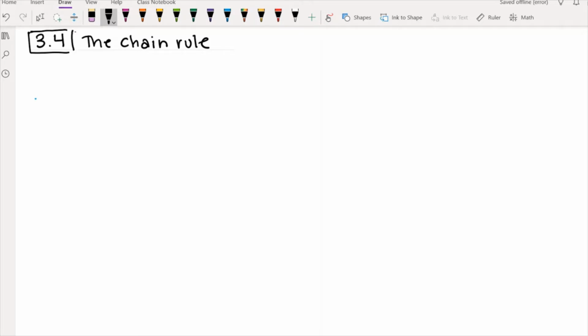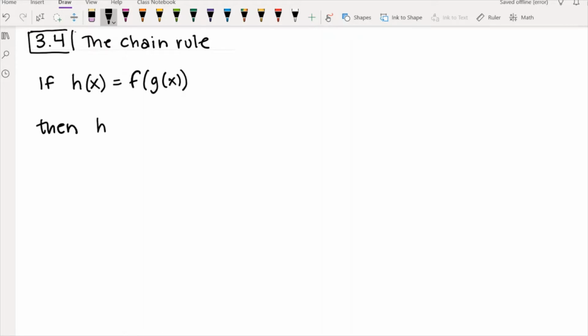So first, let me just write down again what the chain rule actually says so that we can refer to it as we do some examples. So the chain rule says that if you have a function h of x that can be written as a composition f of g of x, that means that we have an outer function f and an inner function g, and the g of x is being plugged into f of x, or f of u is what we're calling it in this case.